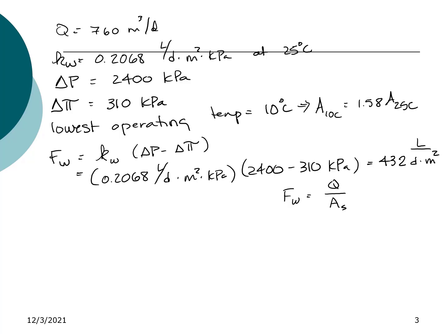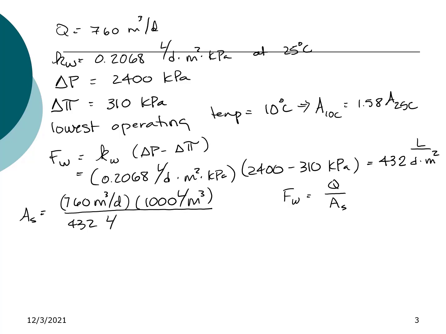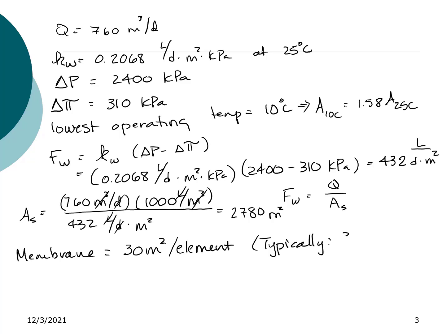So we can calculate the surface area of the membrane, and that is equal to 760 meters cubed per day times 1,000 liters per meter cubed divided by the flux, which is 432 liters per day per meter squared. So meters cubed cancel, liters cancel, days cancel, and we're left with meters squared, and this is equal to 2,780 meters squared. Now we said that the membrane area is equal to 30 meters squared, so that's per element. And typically the area ranges from about 3 to 60 meters squared per element.